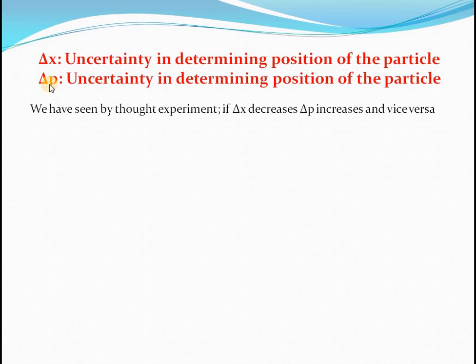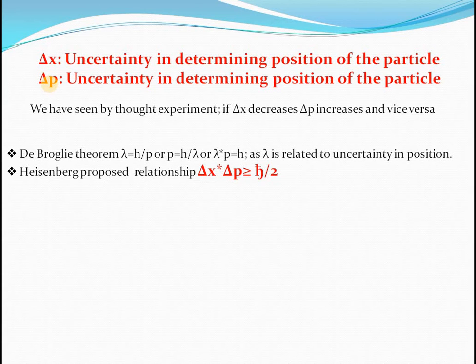So we can see from the thought experiment that as delta x decreases, or we determine the position of the particle more precisely, we end up with delta p, the uncertainty in determining the momentum of the particle, being high. So delta x and delta p are related inversely with each other. Now previously de Broglie suggested an empirical relationship between the wavelength of any electromagnetic radiation and its momentum by this equation: lambda is equal to h by p, or we can say lambda into p is equal to h.